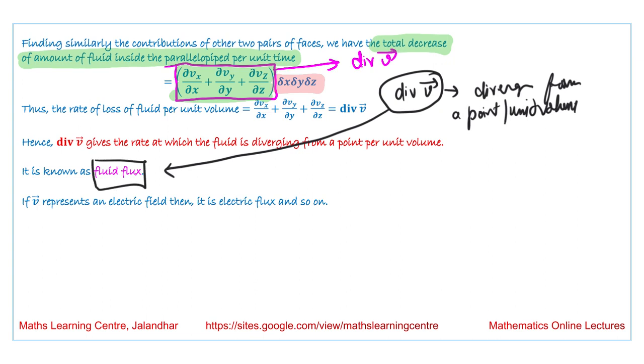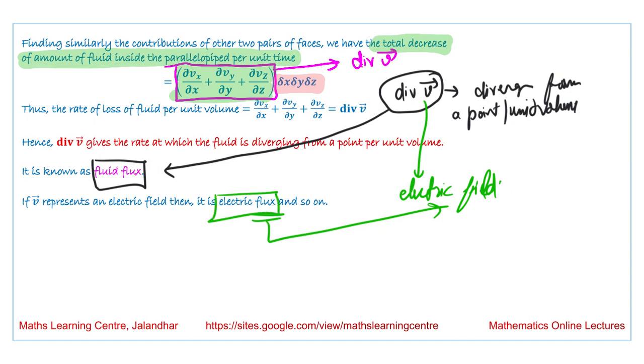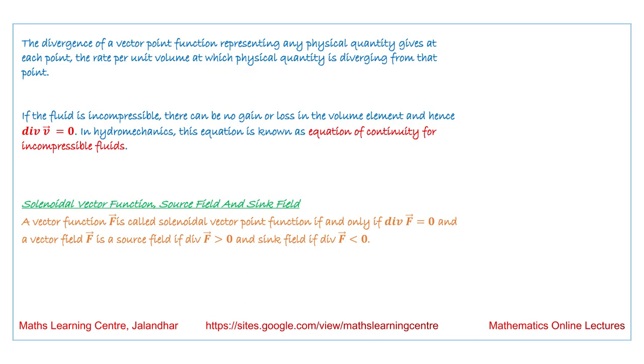In case we are considering V as the electric field, then that is called the electric flux. If this is an electric field, it is called the electric flux. So, it is basically the rate at which the fluid or the electric field is diverging from a point per unit volume. This is the physical meaning of divergence.